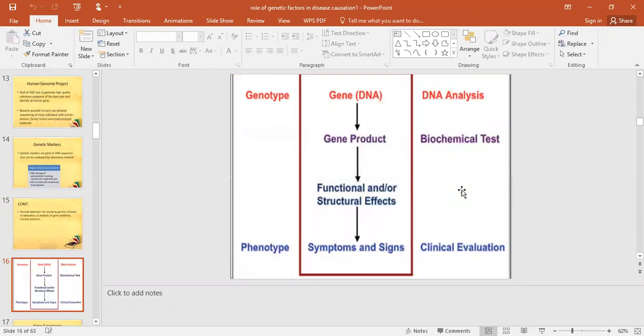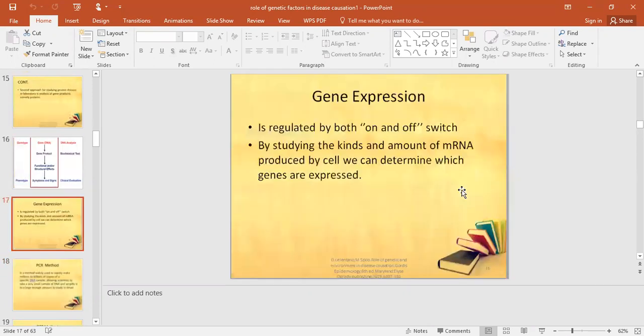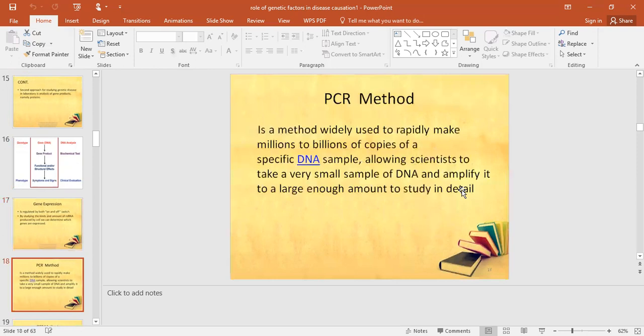Genotype to phenotype: gene, gene products, functional and structural effects, symptoms and signs. DNA analysis, biochemical testing, and clinical evaluation. Gene expression is regulated by both on and off switches. By studying the kinds and amount of messenger RNA produced by a cell, we can determine which genes are expressed.